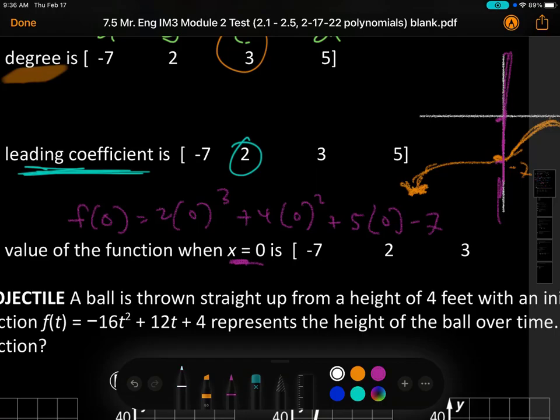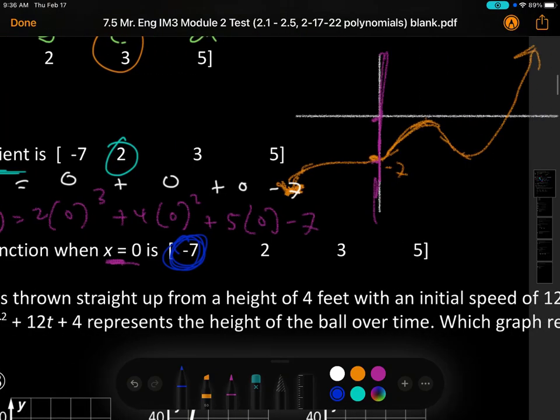Let me prove that to you. 0 to the third power is 0. 2 times 0 is just 0. 0 squared is 0. 0 times 4 is 0. 5 times 0 is 0. And then you have -7. So the answer is just going to be -7 when x equals 0. And that makes sense because this ordered pair here is (0, -7). The x is 0, the y is -7. The output or the answer is -7.